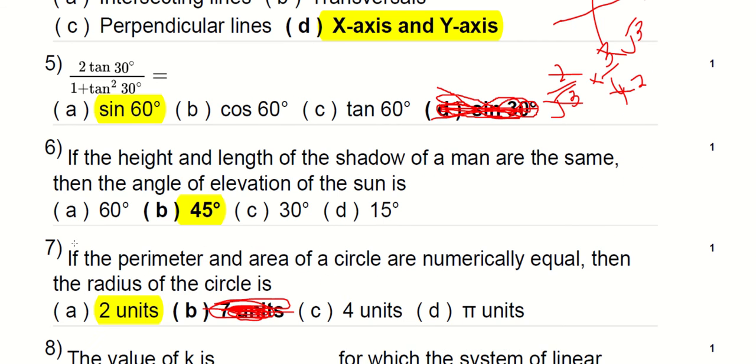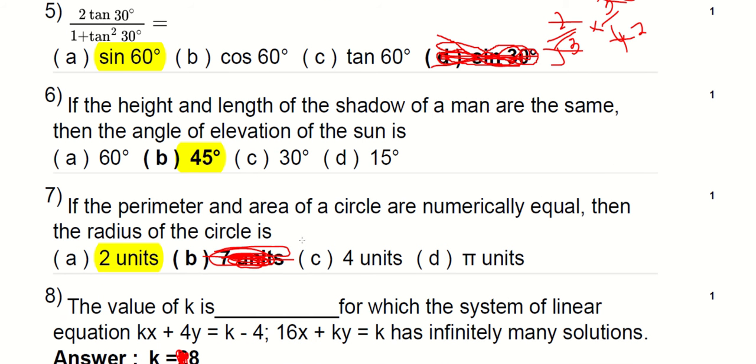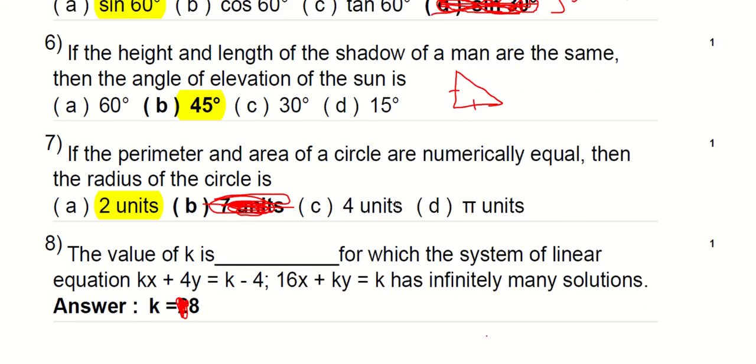Next, the height and the length of the shadow of the tree are the same. Then the angle of elevation: this is actually a right angle triangle. If these two sides, the height and the shadow, are equal, then it is only tan 45. So 45 degrees is the only possible answer. Same sides means it is an isosceles right angle triangle, so the angle becomes 45 degrees.